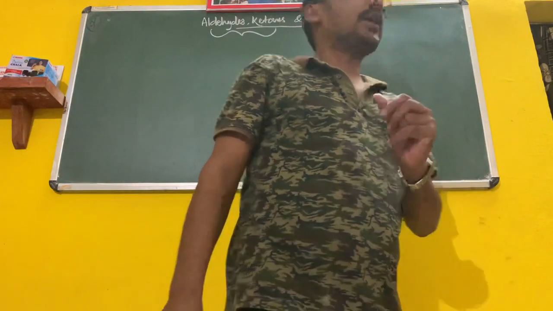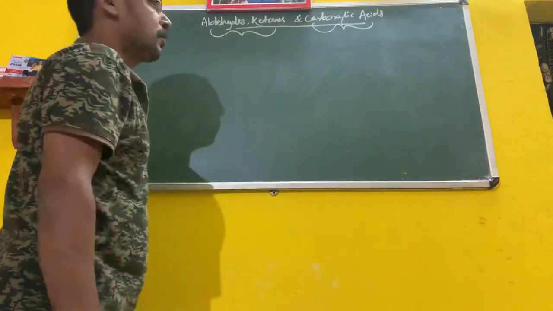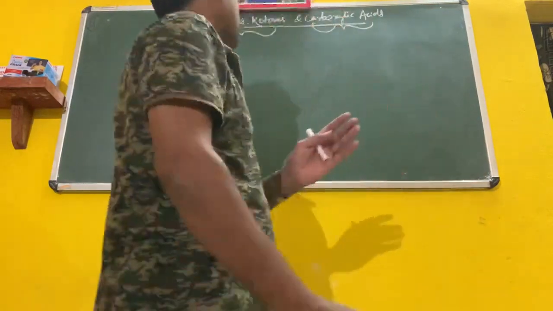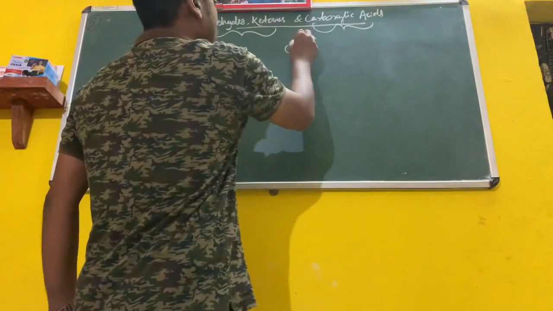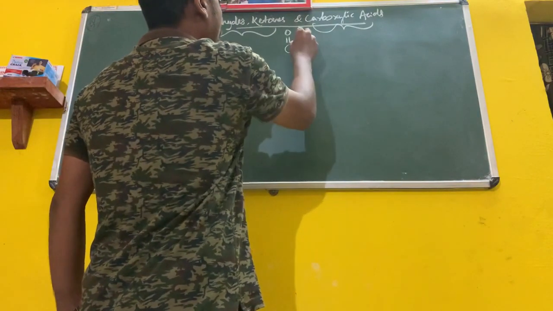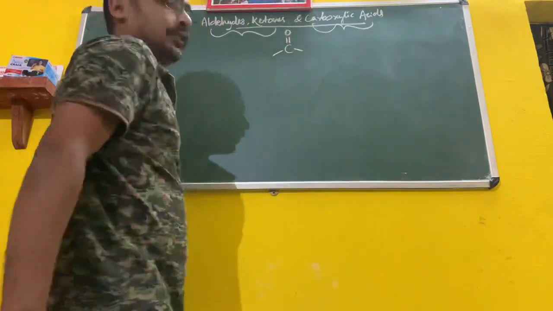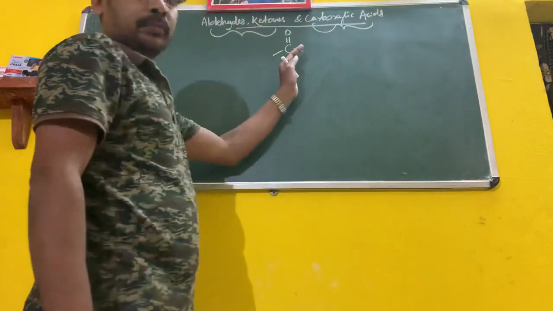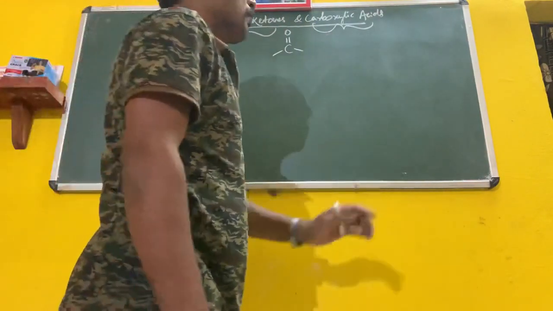First we have to understand what we mean by carbonyl compounds. The compounds which contain the carbonyl group. What do you mean by the carbonyl group? You see, C double bond O. This is known as carbonyl group. So the compound containing this group is known as carbonyl compounds.